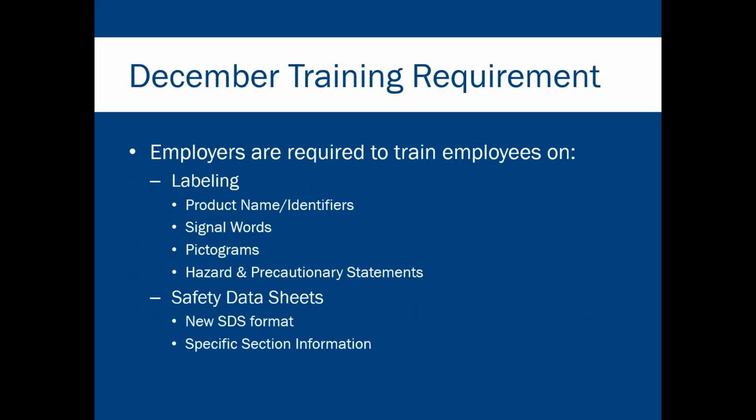December training requirements. As part of the new GHS requirements that have been incorporated into the Hazard Communication Program, one of these is the requirement to train your employees by December 1st. The training is to include labeling, to review the product name identifiers, signal words, pictograms, and the hazard and precautionary statements. The training is also required to review safety data sheets, the new format, and some specific section information.